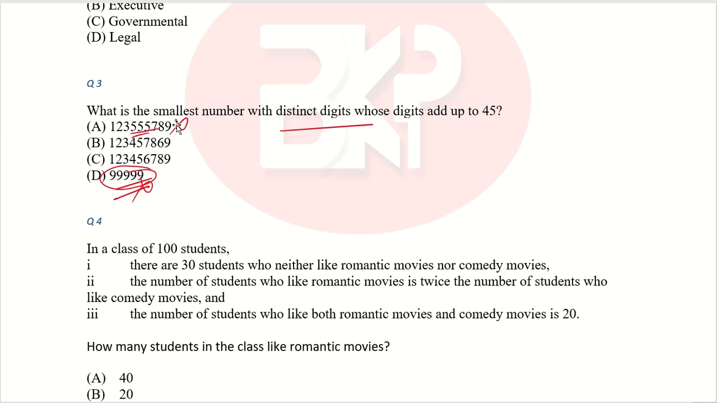As you can see, B and C options are actually correct. However, B is bigger than C. Why? Because 6 is earlier than 7, right? So my option will be C. C is smaller than B, okay? Because 6 is there and here it is 7, so 7000 is more than 6000. So C option is the smallest and all the digits are distinct as well, okay? All the digits are different.